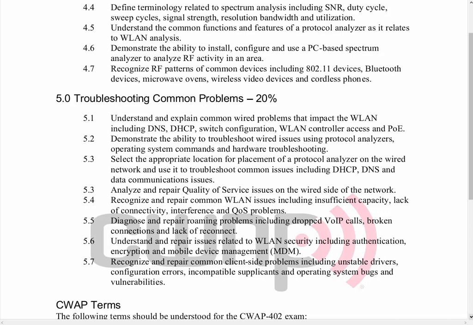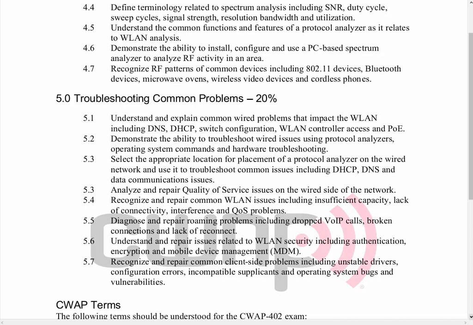5, diagnose and repair roaming problems including dropped voice over IP calls, broken connections, and lack of reconnect. So voice over IP specifically. You want to make sure you understand the issues with it. What causes dropped calls? What causes the lack of ability to reconnect if you've roamed from one AP to another, for example, and so on.